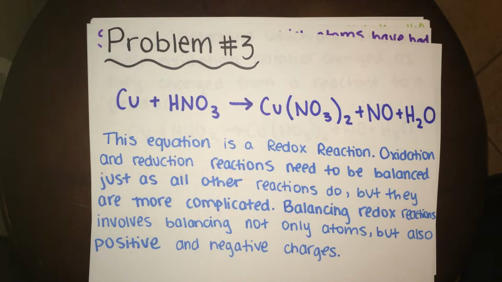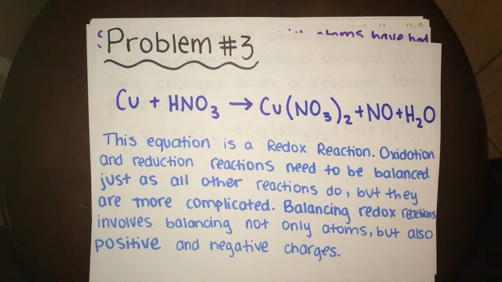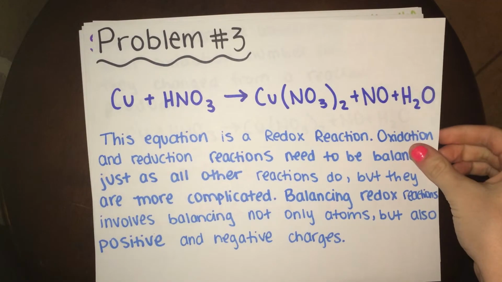Now, with problem number 3, we're going to look at this equation. This equation is a little bit different than number 1 and 2. This equation is a redox reaction. A redox reaction is when the oxidation and reduction reactions need to be balanced just as all other reactions do, but they are more complicated. Balancing redox reactions involves balancing not only the atoms, but also positive and negative charges.